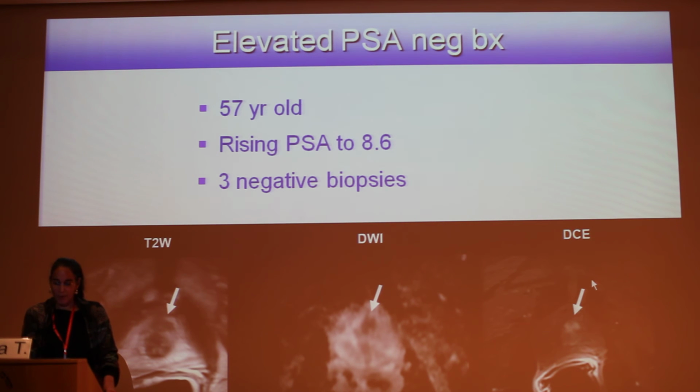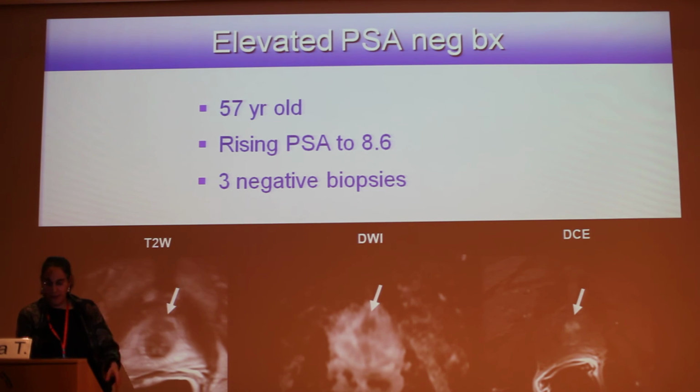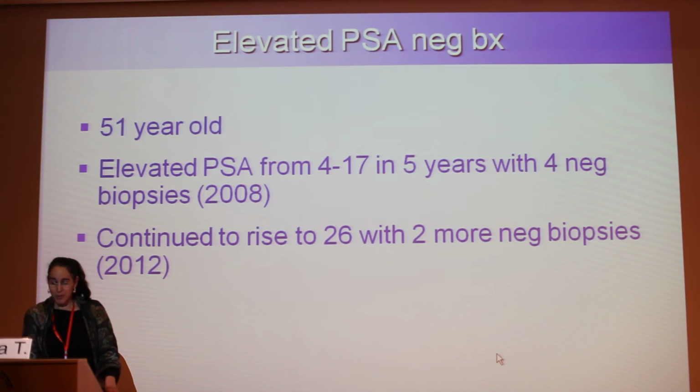So here's a 57-year-old patient with a rising PSA up to 8.6 with 3 negative biopsies. I'm just showing you a bunch of these to show what we're looking for and what we can find. So this one has a very small apical anterior mass, again on contrast-enhanced imaging, diffusion-weighted imaging, and T2-weighted imaging. Doesn't show up so well on the screen.